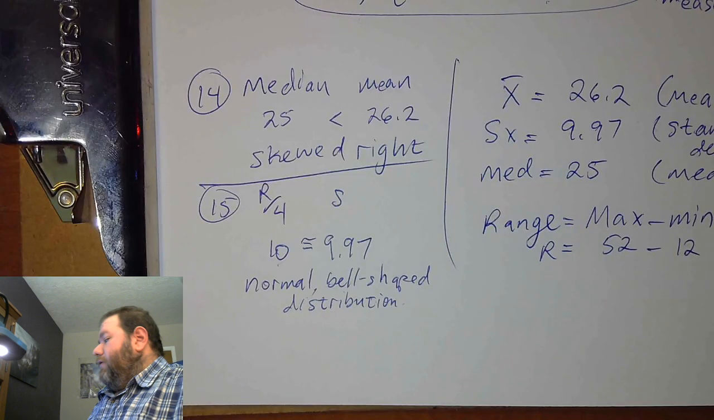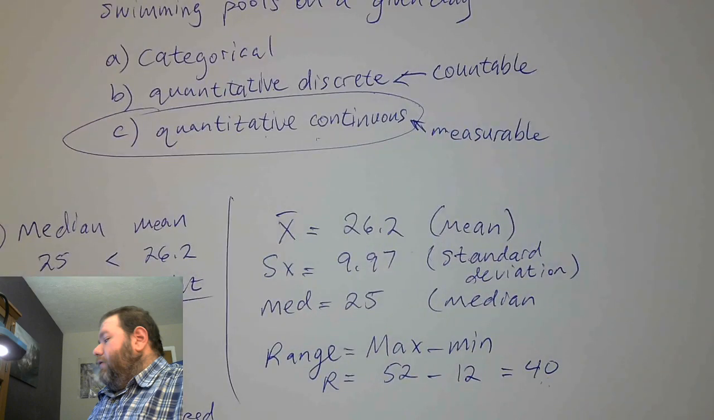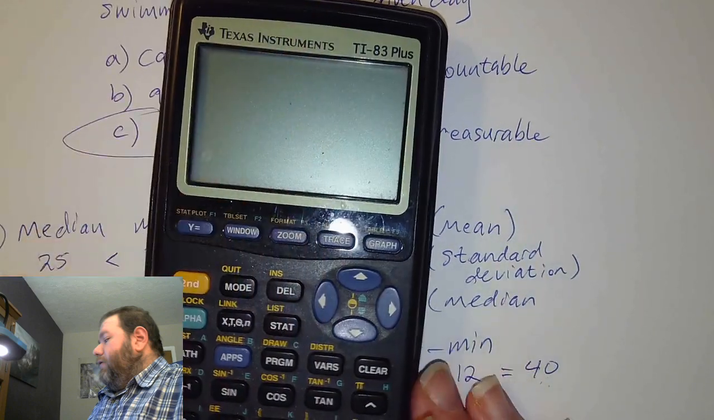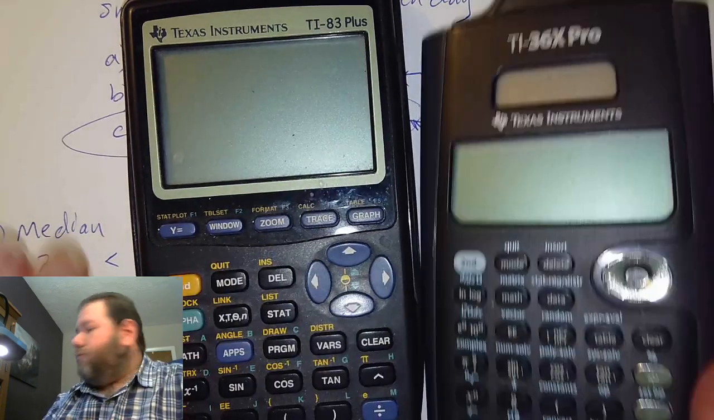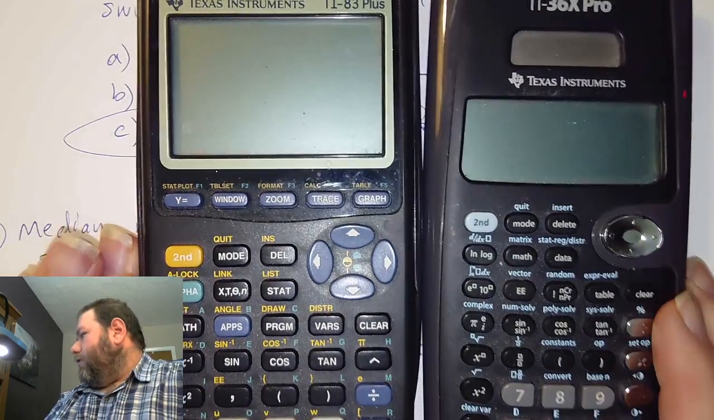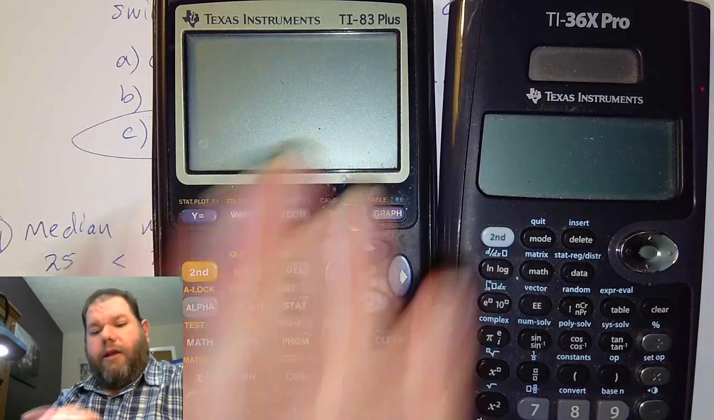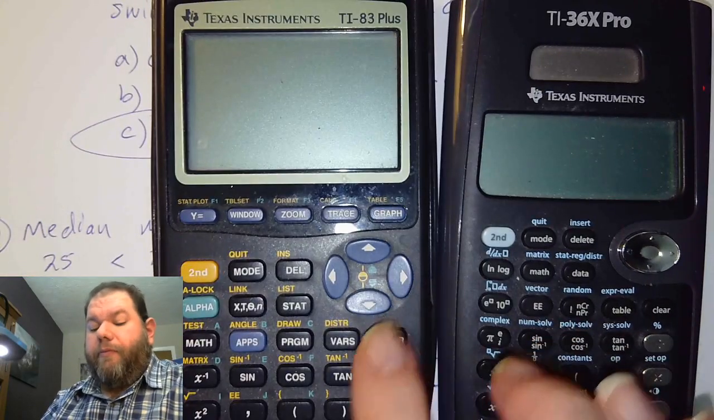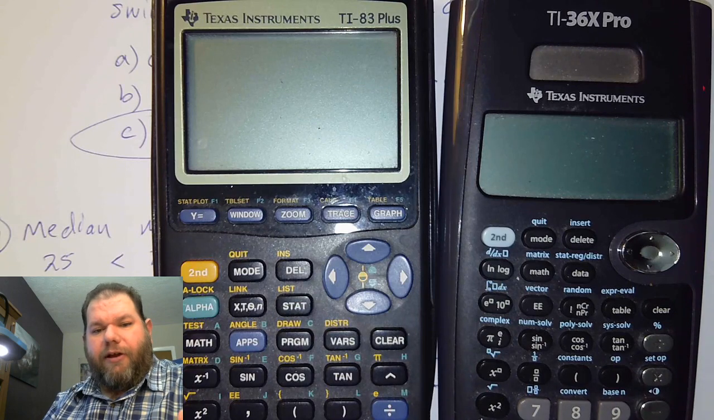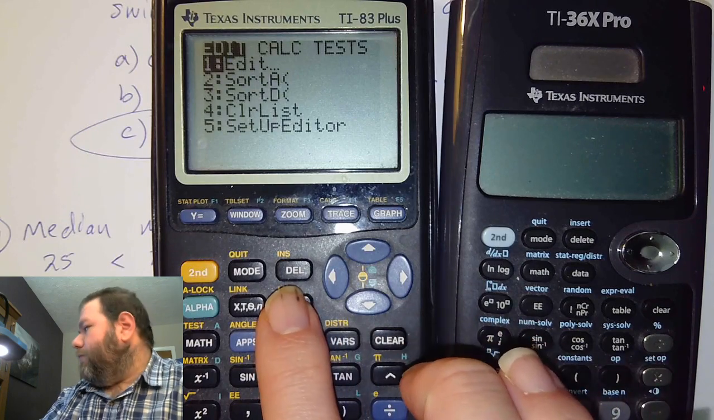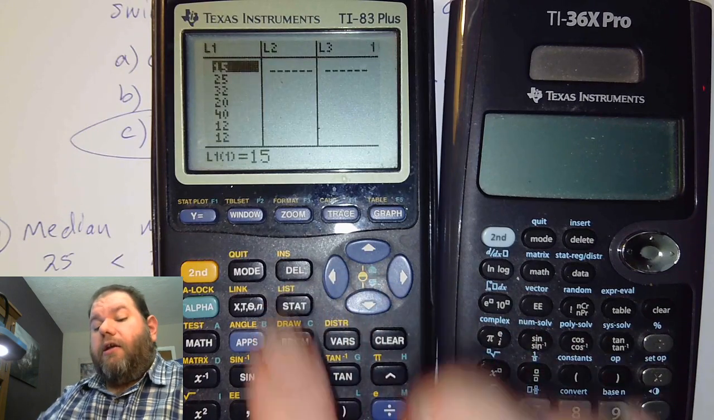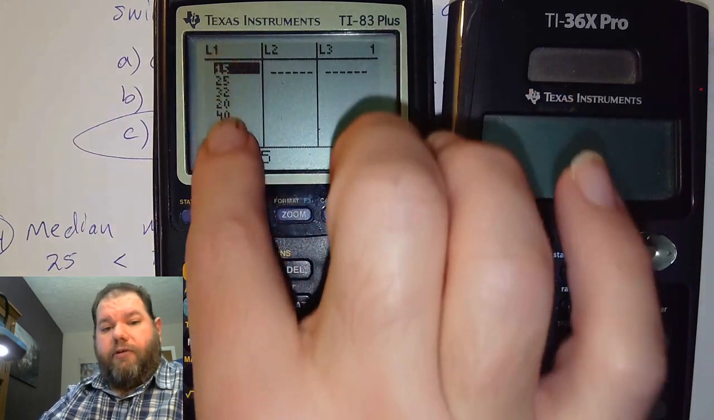Let's turn off the screen. No, we'll go back to a big calculator. Actually, I can show you in both. On the 83, I actually have different data in here, so it's not going to be the same number. Turn it on first. So I hit Stat and Edit. And this is where we would enter the data.